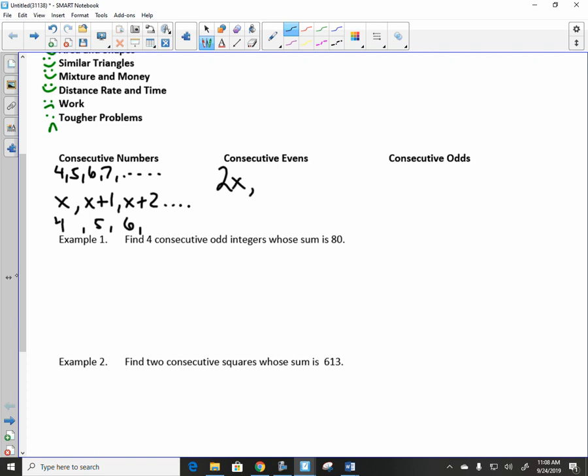Take any integer, multiply it by 2, and it will be even. So what's the next one? Very good. 2x plus 2. 2x plus 4.